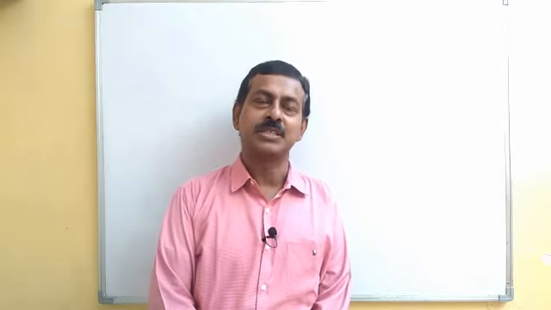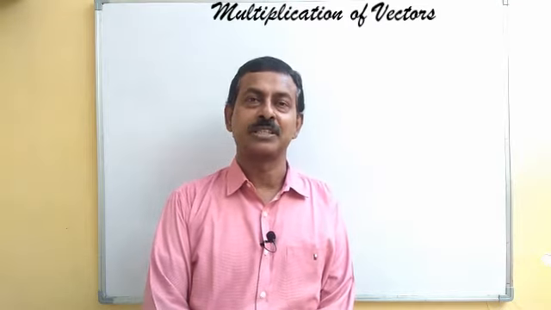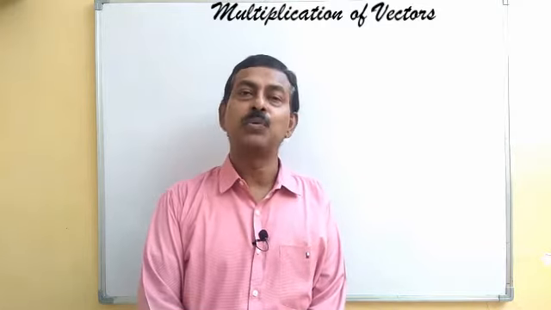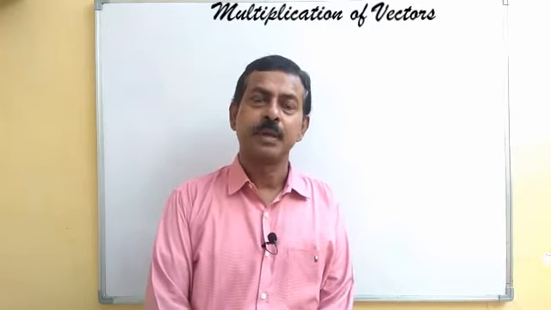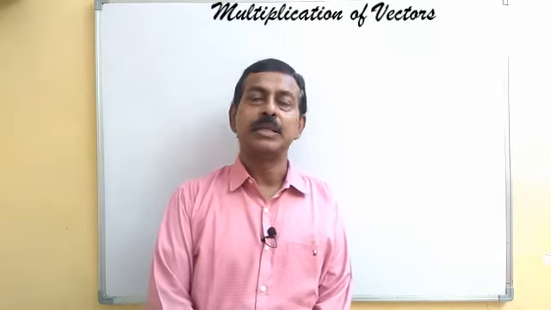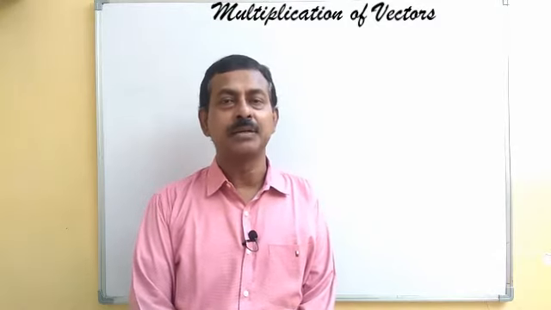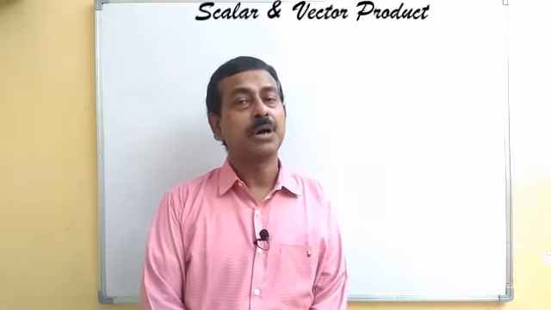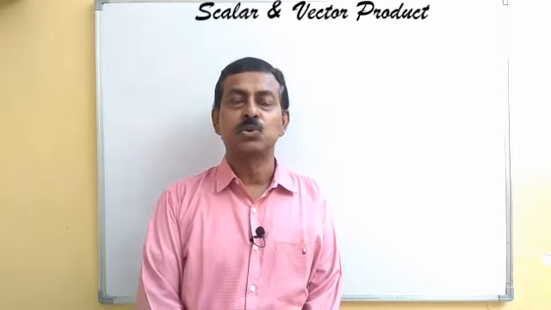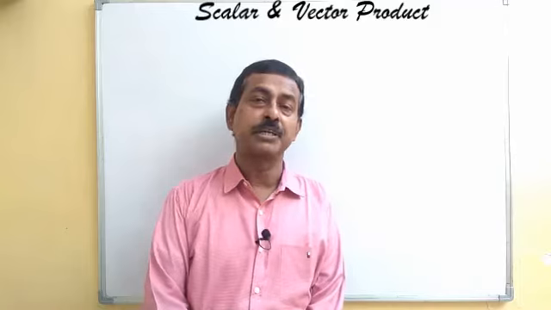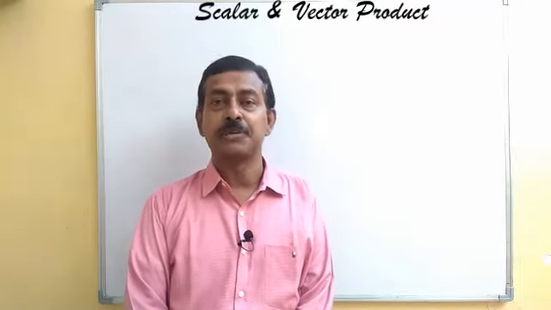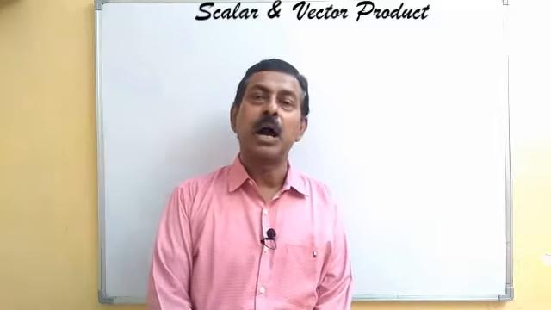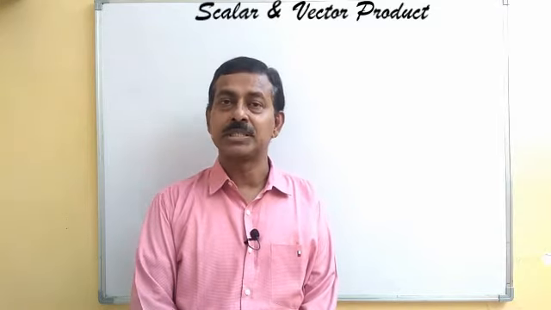Today we are going to discuss multiplication of vectors. That is, when two vectors are multiplied, what will be the output there? Here we'll find that the two vectors, when they are multiplied, can give either a scalar quantity or a vector quantity. So they are called the scalar product of vectors and the vector product of vectors. We'll see how we get a scalar product and how we get a vector product of vectors.